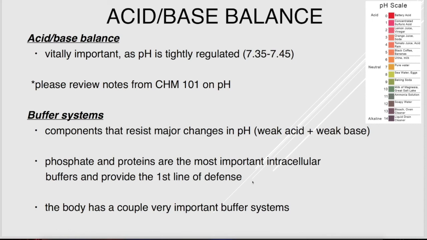So our first line of defense when it comes to buffering is phosphate and proteins. These are negatively charged. We find them outside the cell, but also inside the cell. They're probably the most important buffer system inside cells. The reason is that they're negatively charged. For example, phosphate, PO4 minus, if you have an influx of H+ ions into the cell, which you would see in acidosis, it can suck them up and neutralize them. So that's why it's such an important intracellular buffer. Proteins really do the same thing.